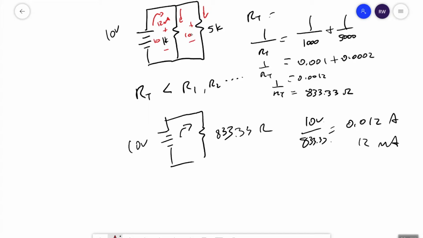is going to give me 10 milliamps there. 10 volts divided by 5K is going to give me 2 milliamps. So I'm going to have 2 milliamps coming this way, 10 coming this way, and when they get to this point, they get back to 12 milliamps. They add up again.